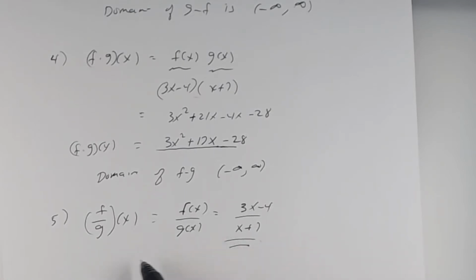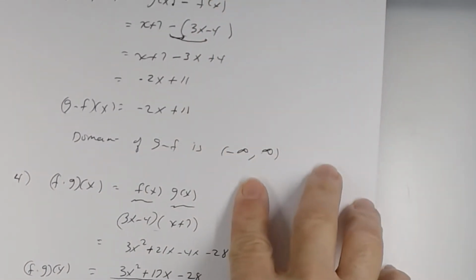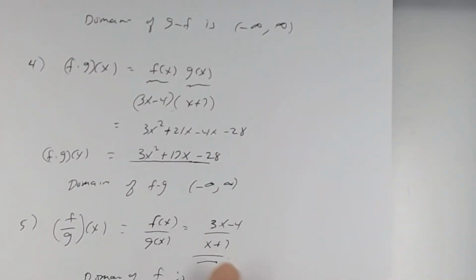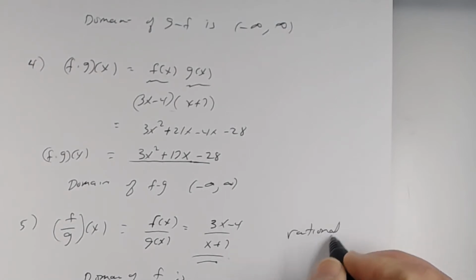Now here's the question. What's the domain of f divided by g? You got to look at your restrictions, because in the previous ones you ended up with polynomial functions. This is not a polynomial function. That's a rational function. So this is rational now, and now you got to look at your restriction. What can't x be here?